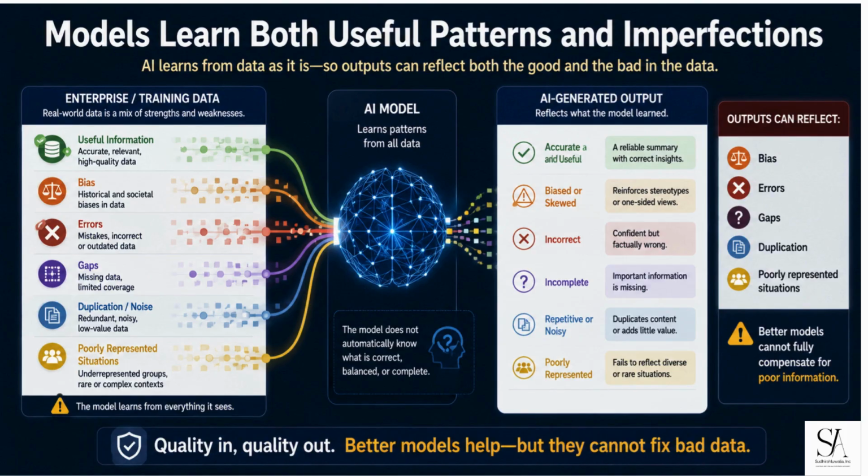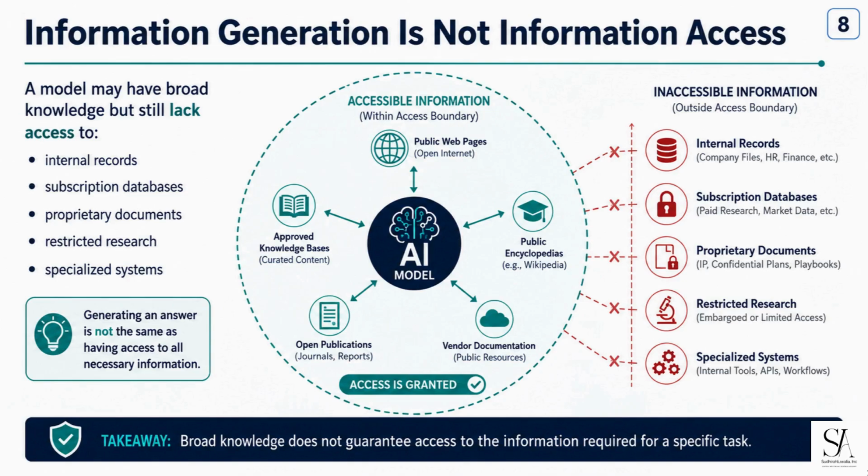A fluent response can create the impression that the system has considered all relevant information even when important sources were never available to it. Users therefore need to know what information the system has actually been able to access. Retrieval systems can help address this problem by connecting generative AI applications with approved external or organizational sources. But the organization must still determine which sources are authoritative, whether retrieval is complete, whether information is current, and whether the generated answer accurately reflects the evidence retrieved.